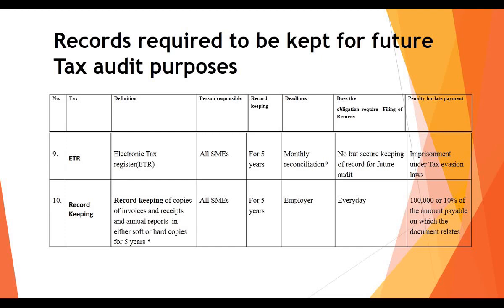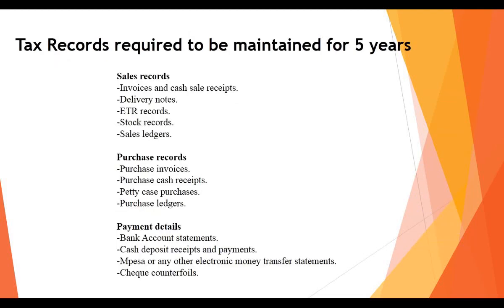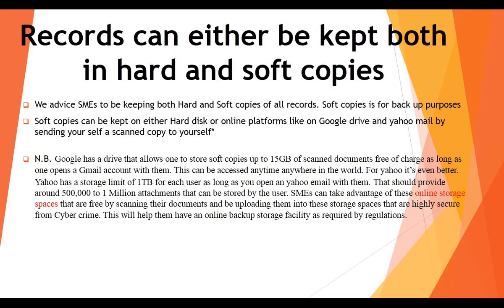Then also we have tax records required to be maintained for 5 years. These records are sales records. These are the invoices we mentioned, the delivery notes, ETR records, stock records, sales ledger. Anything that has a receipt or has a document must be kept. The purchase records, the payment details also, the bank account statements, cash deposit receipts, and M-Pesa statements. Keep them well. Now, these records can be kept in both hard and soft copies.